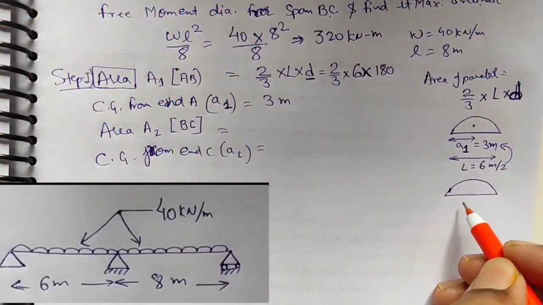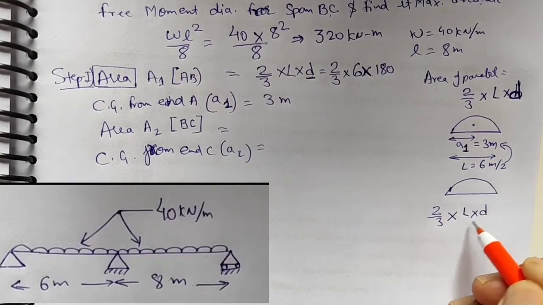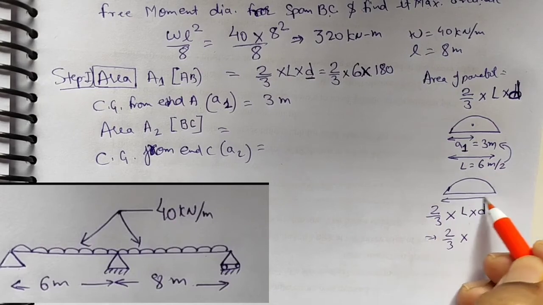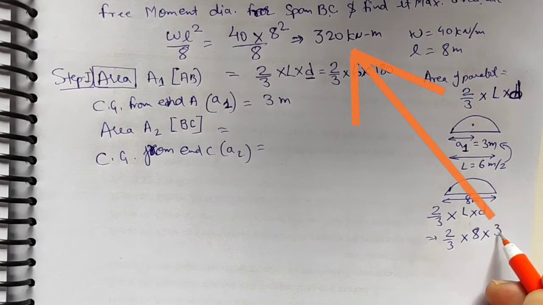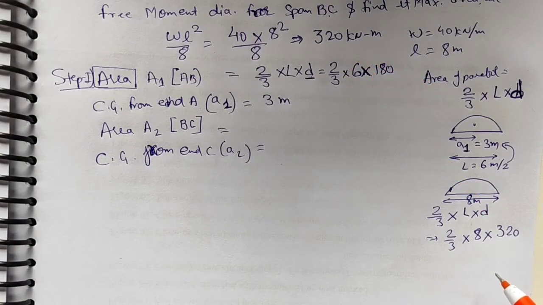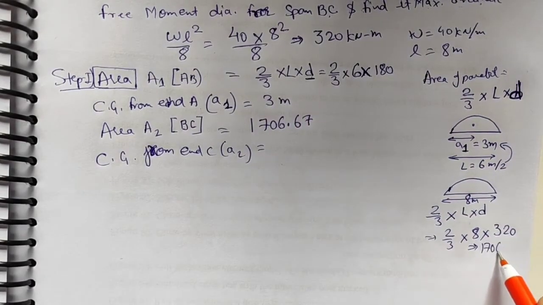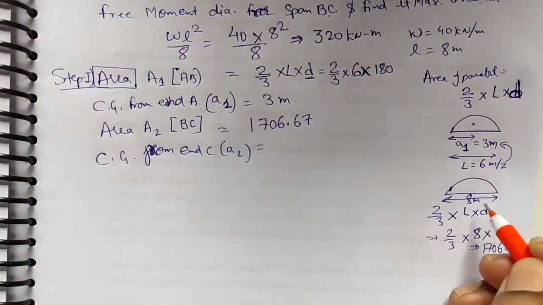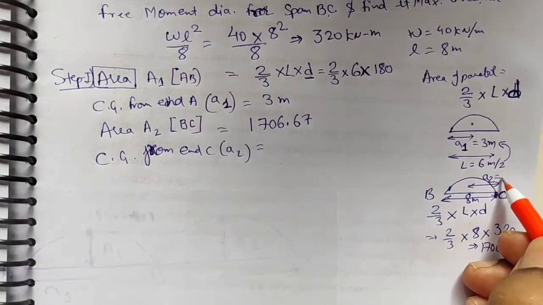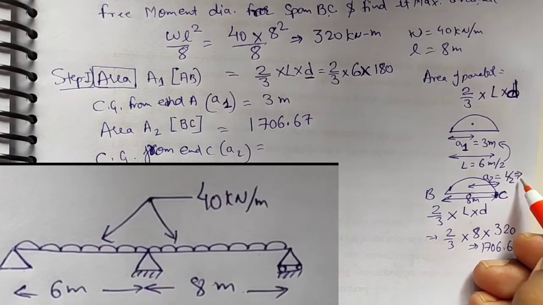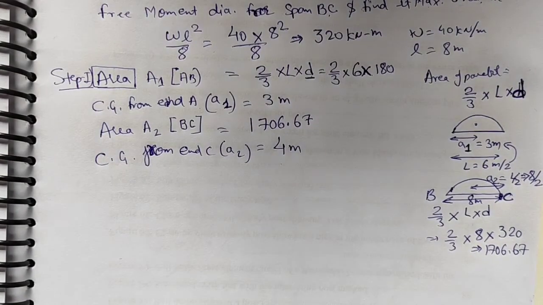Again for the second parabola, that is for beam BC, the parabolic area will be 2 by 3 into length into depth, that is 2 by 3, and L for this parabola is 8 meter, and the depth, that is the maximum ordinate I found, is 320. After solving I'll get 1706.67. Again I have to find the CG distance from the end C. So this is the C end, and I have to find a2. As I have discussed, a2 is equal to L by 2, that is 8 by 2, which gives 4 meter. So this will be my CG from end C.